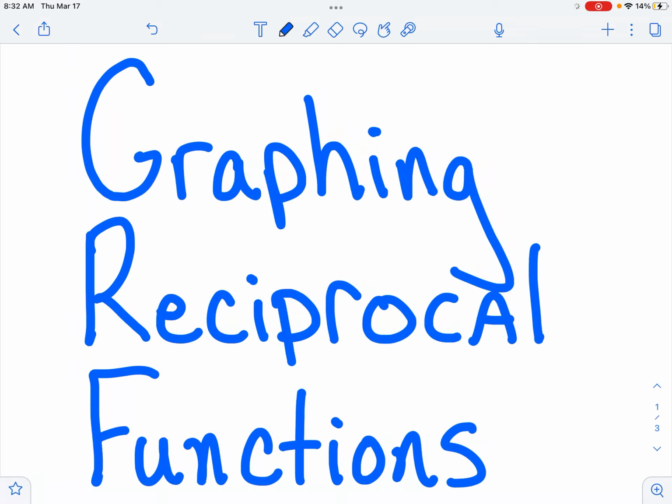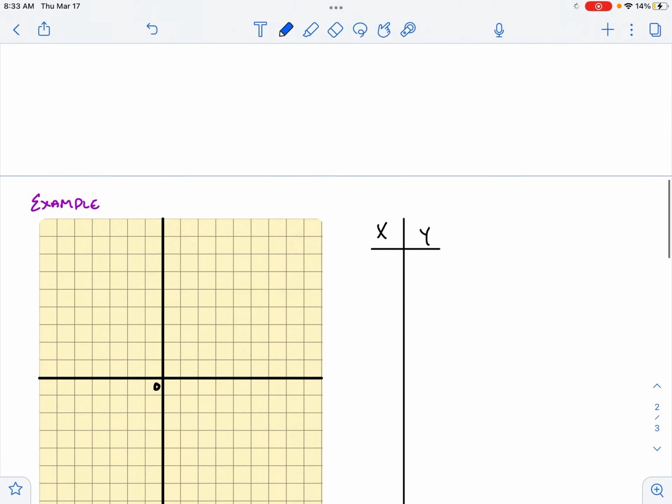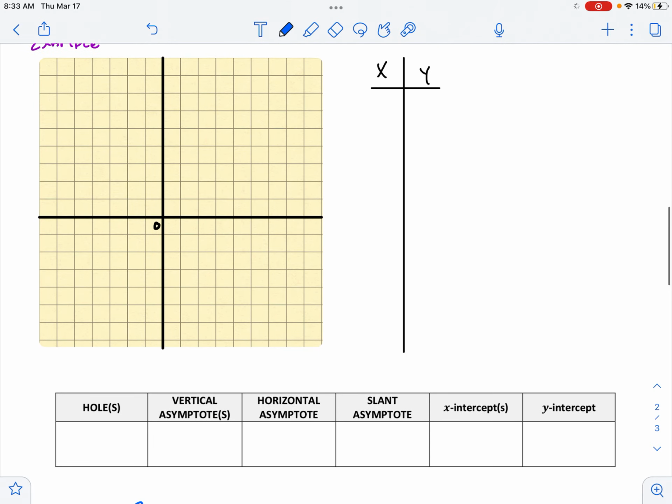Graphing reciprocal functions can be easy. There are a lot of pitfalls within this. Consider this kind of an introductory way in which to graph reciprocal functions. Now, my setup for graphing is always going to be pretty similar.